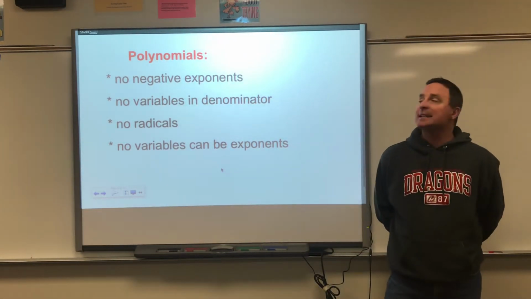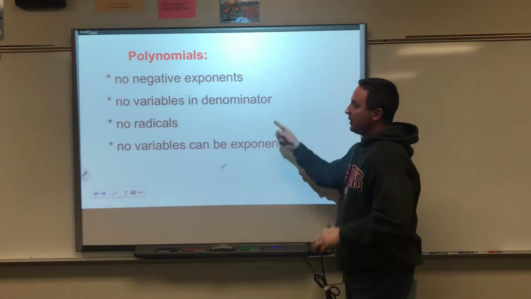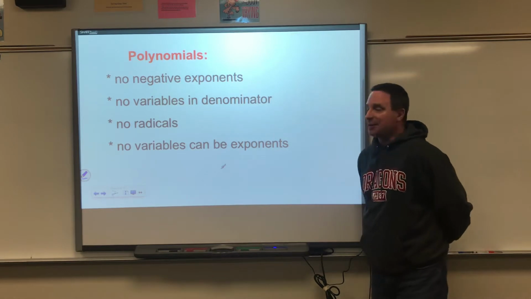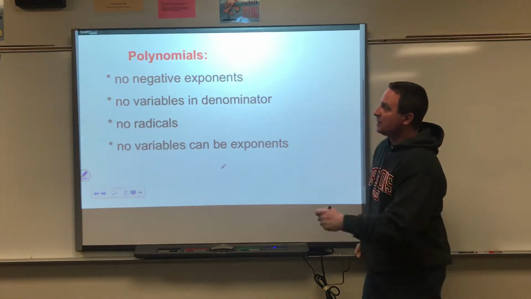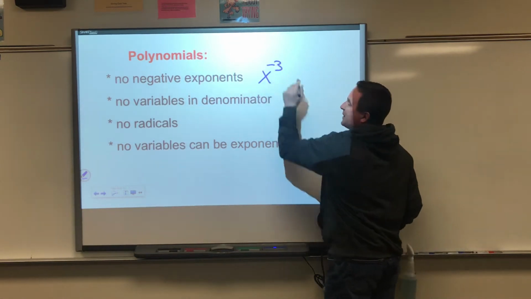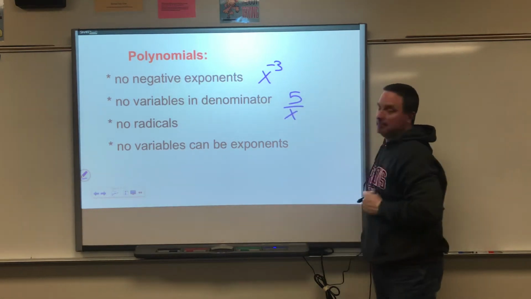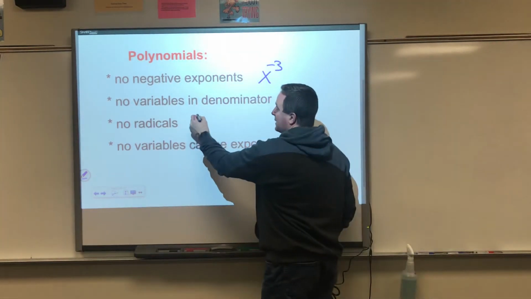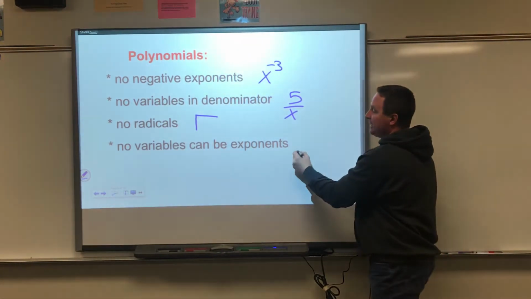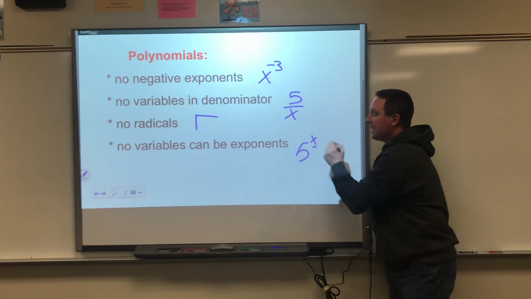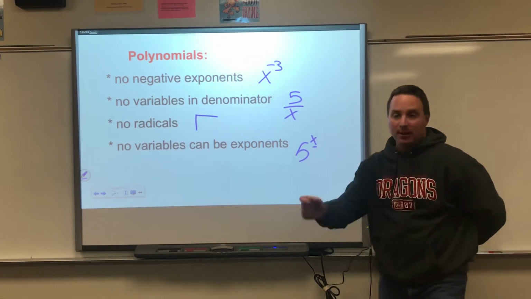But polynomials cannot have any negative exponents. They cannot have any variables in the denominator. They can't have any radicals. And no variables can be exponents. So just to mention this again, you can't have something with x to the negative third. There can't be something with an x in the bottom. There can't be any square roots or cube roots or fourth roots or anything like that in there. And we can't have anything where a variable is up there as an exponent. Those are all characteristics of things that are not polynomials.